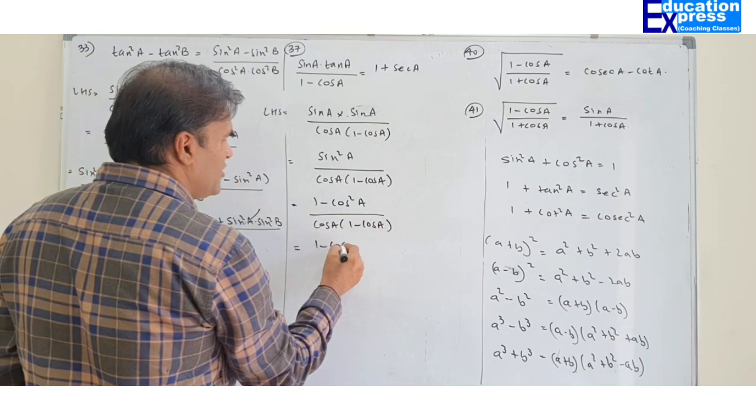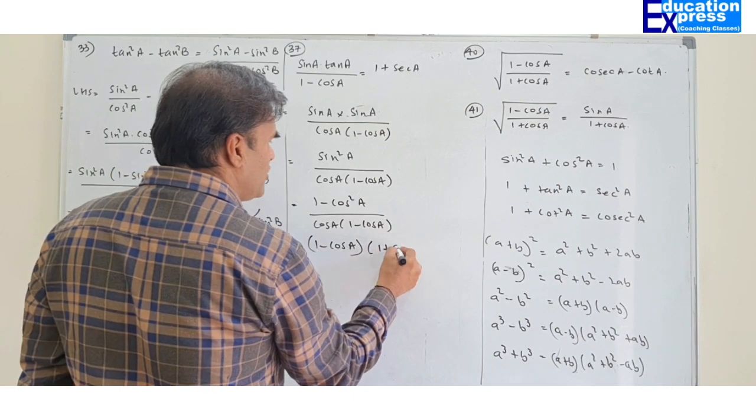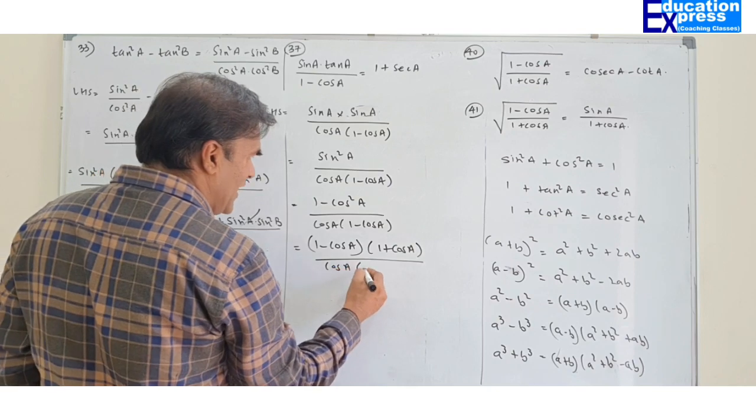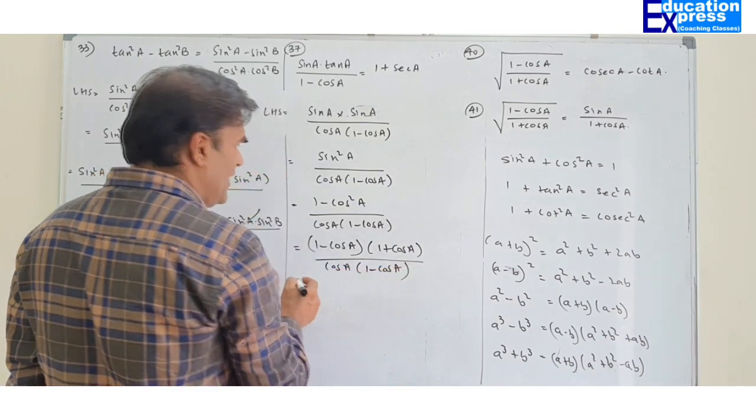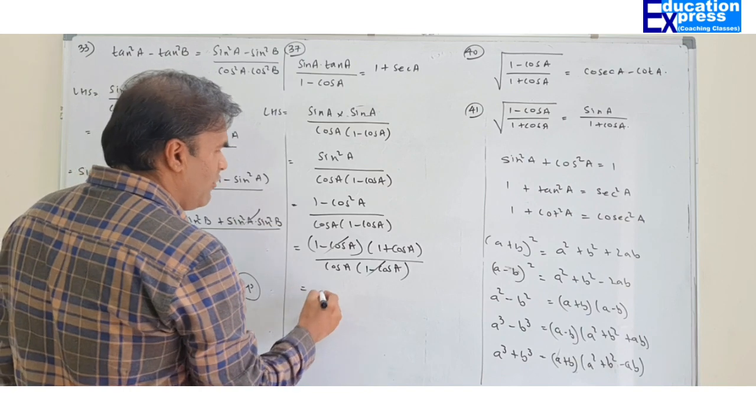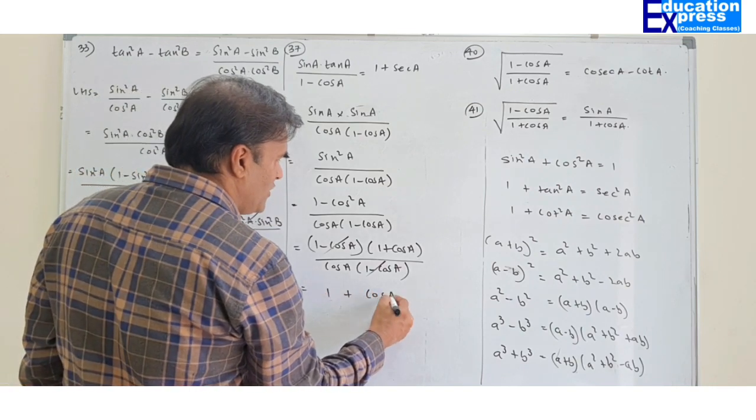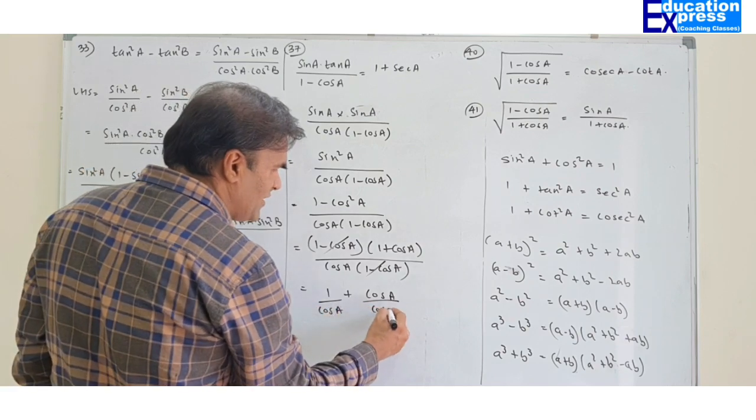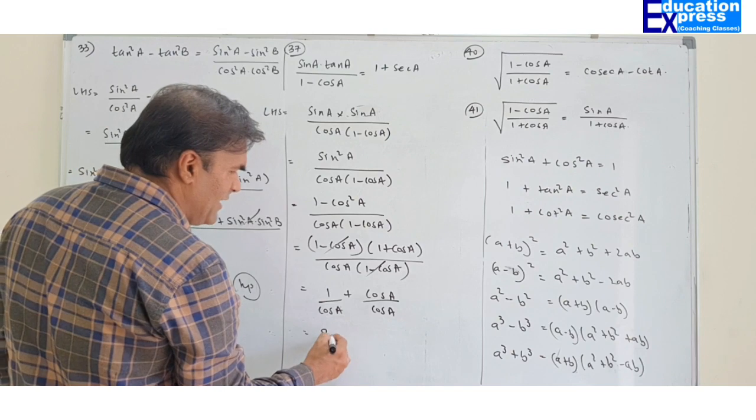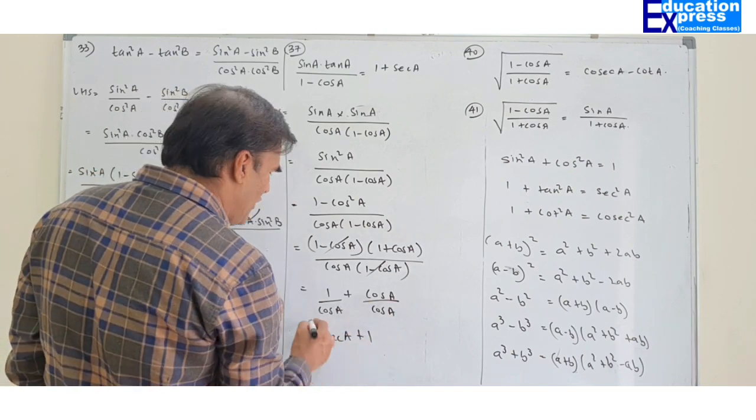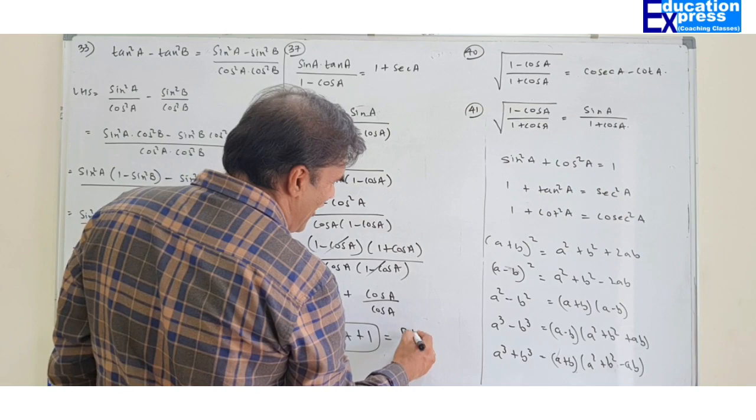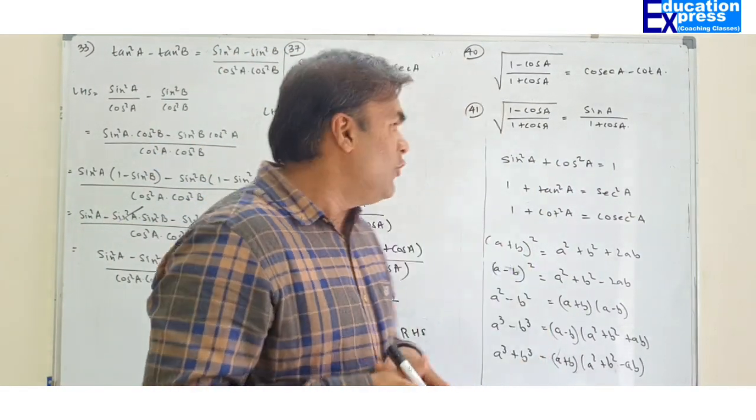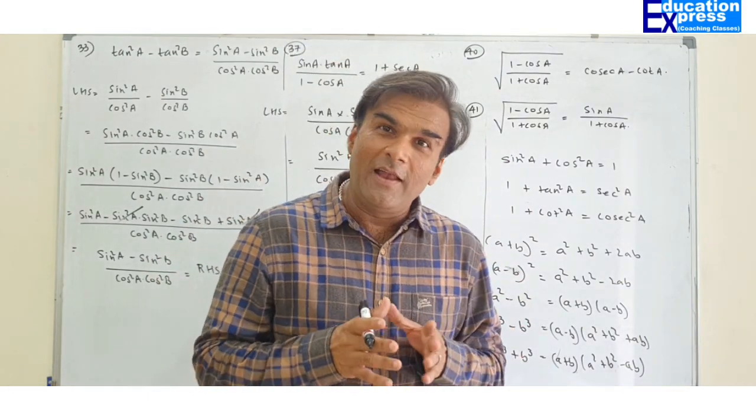So 1 minus cos²A is 1 minus cos A, 1 plus cos A. Have a look, my dear friend. Cos A, 1 minus cos A, this will get cancelled, and what remains is 1 plus cos A, the whole upon cos A, which would mean 1 upon cos A plus cos A upon cos A. What is 1 upon cos A? Sec A plus 1 equals, of course, RHS. Hence, isn't it easy?